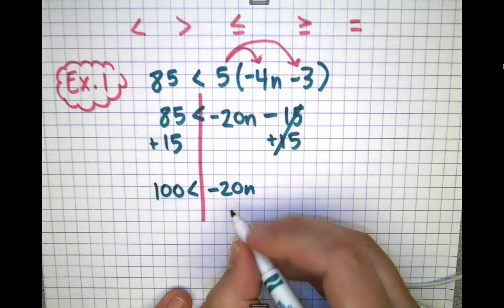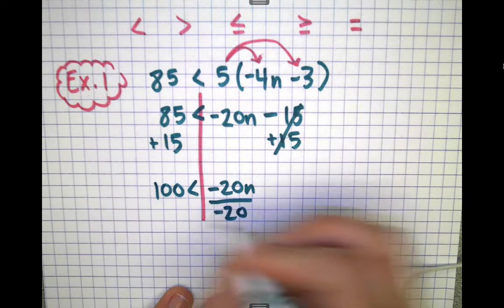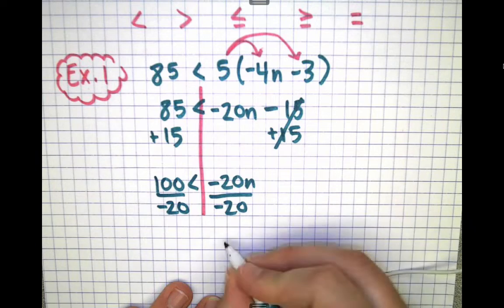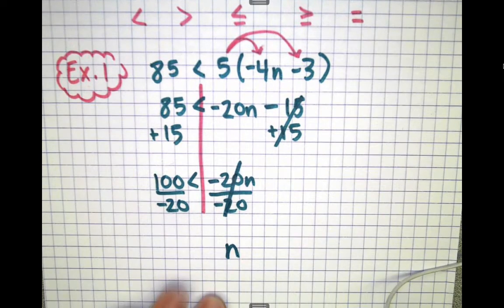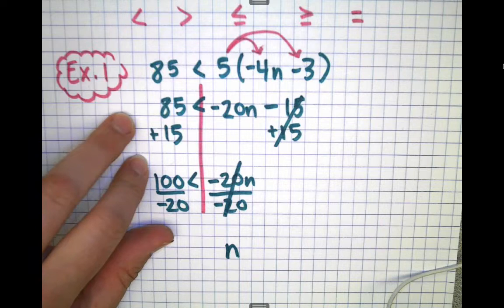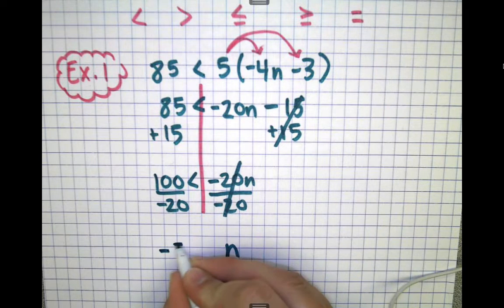We got to get rid of the negative 20. And the way we're going to do that is by dividing it away. So we are going to divide by negative 20 on both sides. Now that's going to get the 20 gone and n isolated by itself. I know 20 fits into 100. Let's think about this. 20, 40, 60, 80, 100, 5 times. So I know my answer is negative 5.